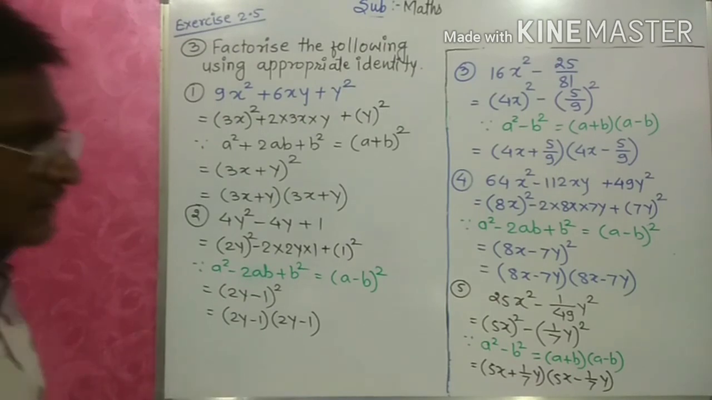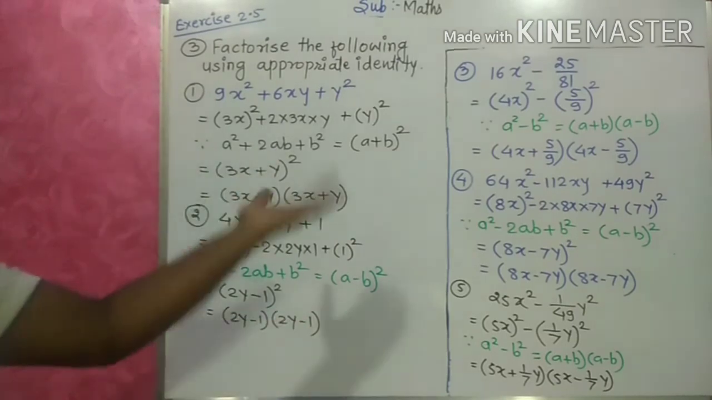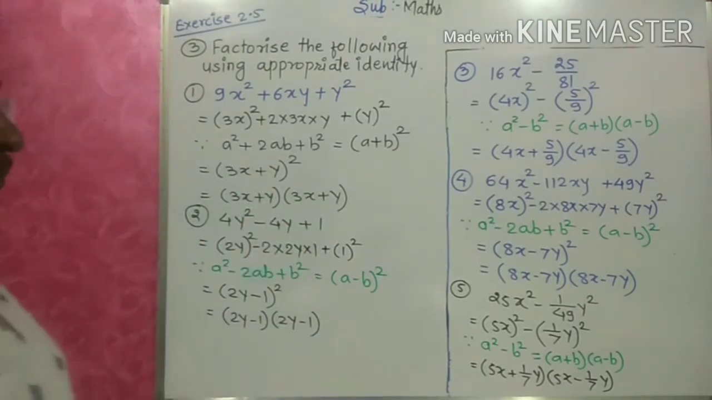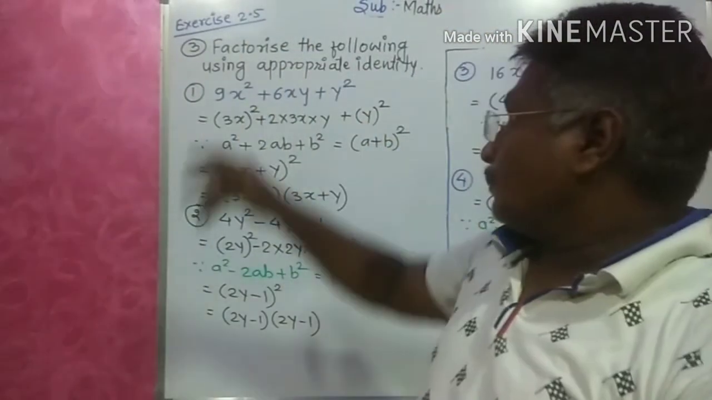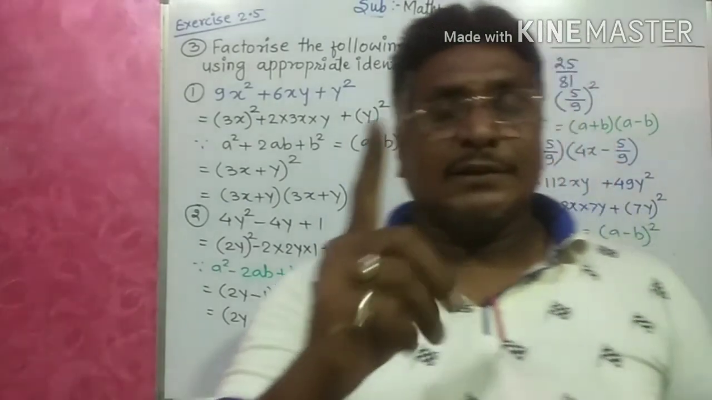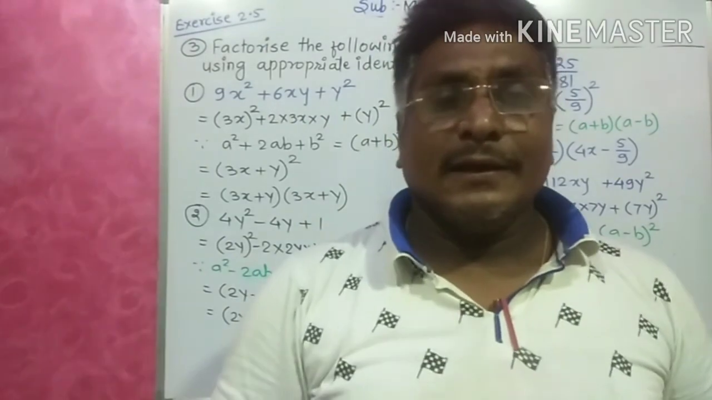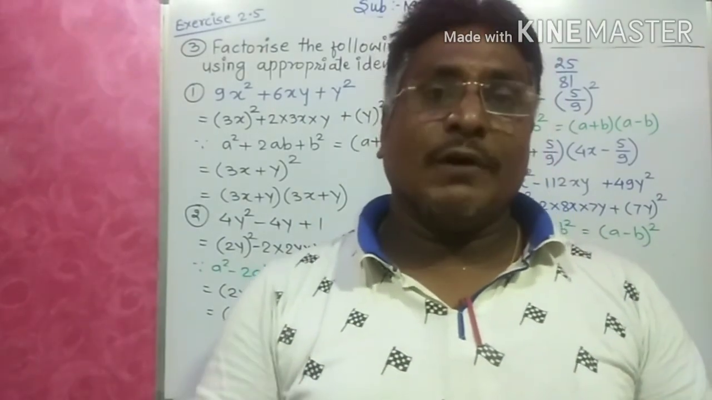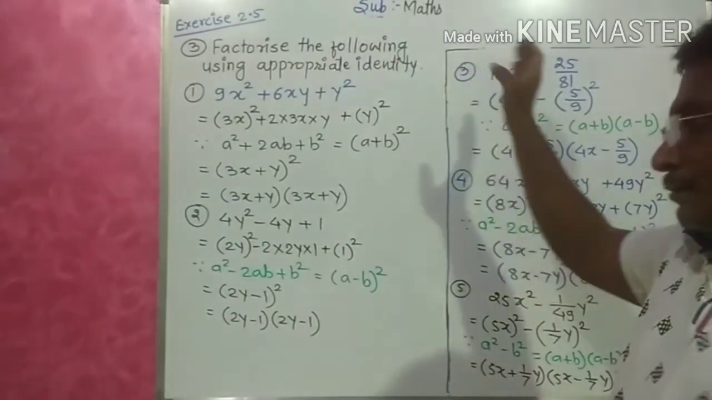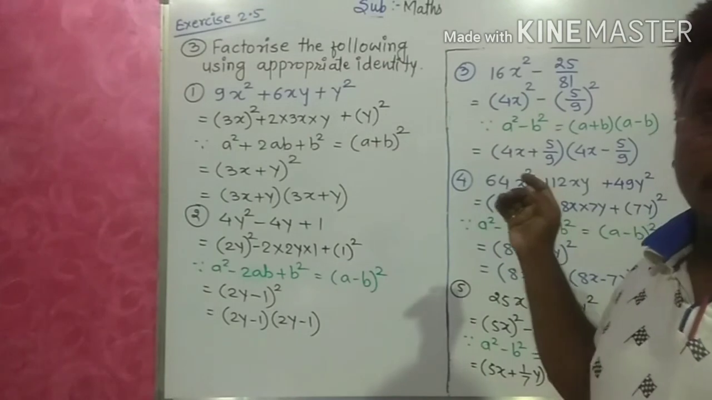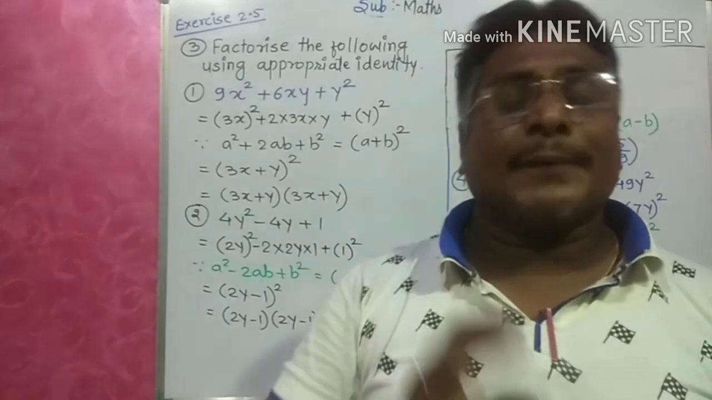Understood students how to solve this? Hope you understand how to use the identity in reverse. From exercise 2.5, question number 1, question number 2 and question number 3 are the homework for you. Some examples I took from the exercise and some I took from outside myself. In this way you can prepare examples, solve them and practice.